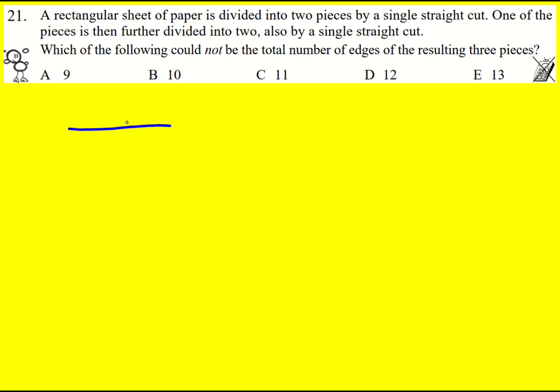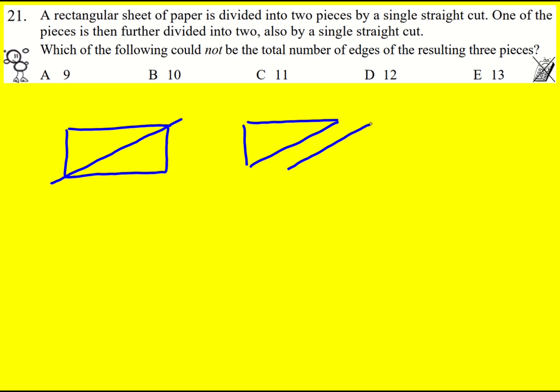Nice question here. We're trying to basically work out the different numbers of edges that we can get when we do two straight cuts to a piece of paper. So the first thing I did is I tried to minimize the number of edges. I thought, how can I minimize it? I'm just going to cut along the diagonal. So that will leave me with two triangles like this.